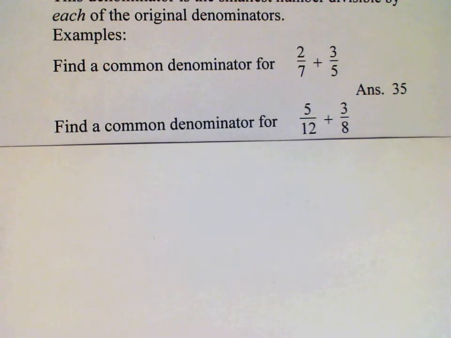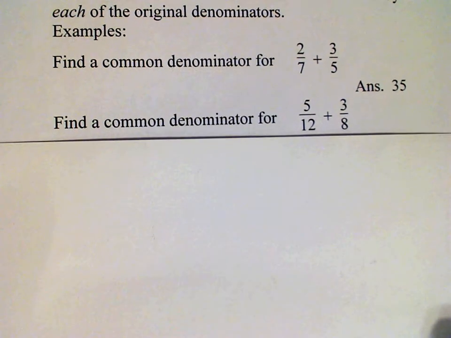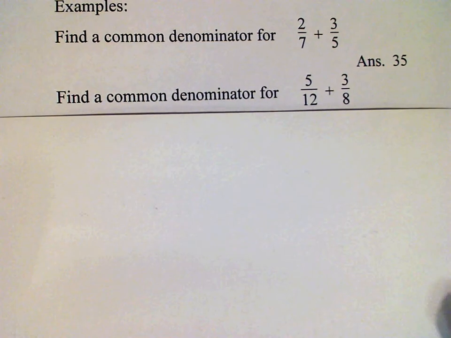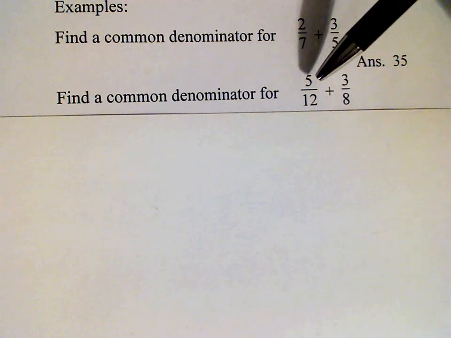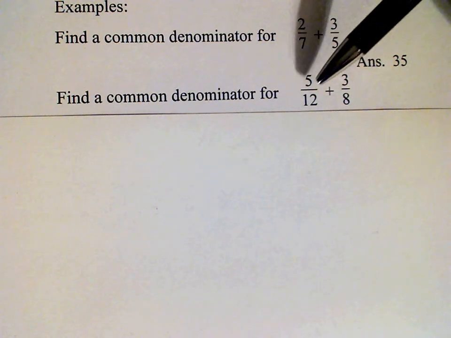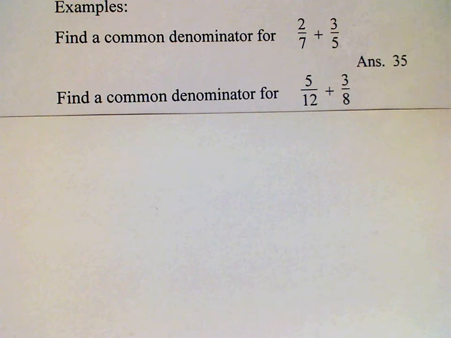Now, you might get the idea that all we need to do is multiply the denominators in order to get the common denominator. That will always work, but that will not give us the least common denominator in many cases. Here is an example where we can actually find a denominator smaller than the product of these two original denominators. 5/12 plus 3/8. If we multiply these numbers, 12 and 8, we get 96, and that number will work as a common denominator, but it is not the least common denominator.